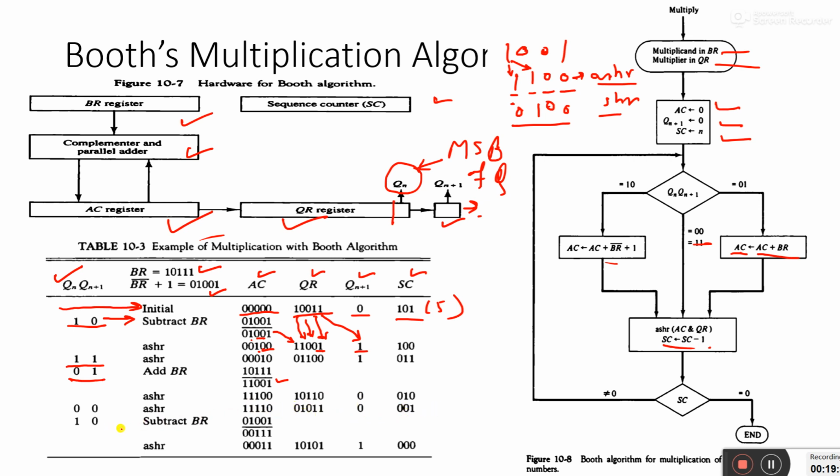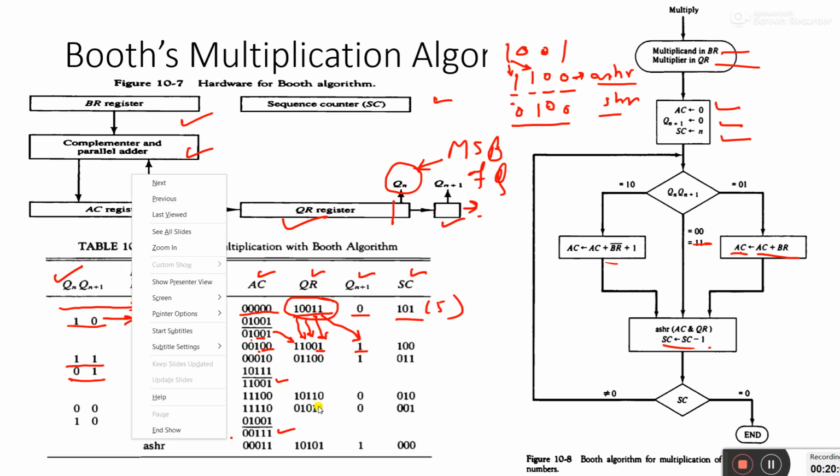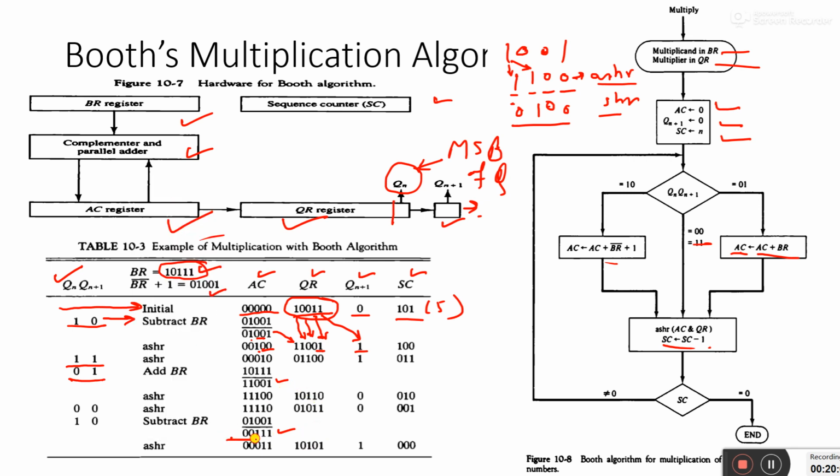Now again it is 1 0, and now I will subtract my BR register from this number, and then I will get this answer, and finally I will get this answer, which is my answer. And after multiplication of this one and this one, I got this whole number as my answer. My answer is in AC and QR register. Okay, so that's how the Booth algorithm works.